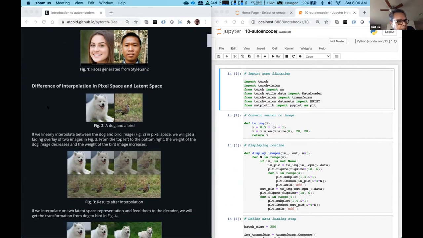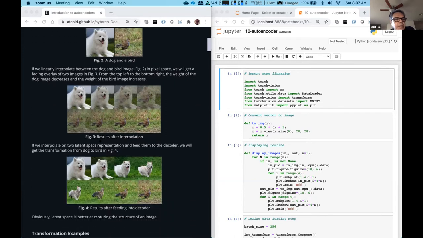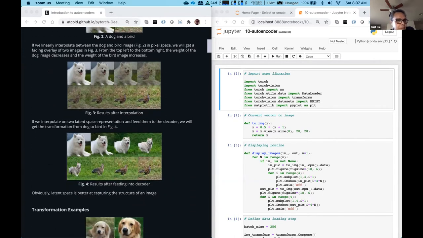The next example is he takes a picture of a dog and a bird, and says if I were to combine them in RGB space, you would see in the next block, figure three, first the dog and then slowly the bird image mixing with it. And that's how you would interpolate.